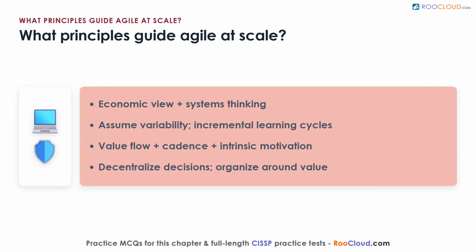They push you to make value flow without interruption, apply a steady cadence synchronized across domains, and unlock the intrinsic motivation of your knowledge workers. Finally, they ask you to decentralize decision-making and organize everything around value. Think of them as the shared rules of the road that let a huge convoy of teams drive in the same direction without constant collisions.